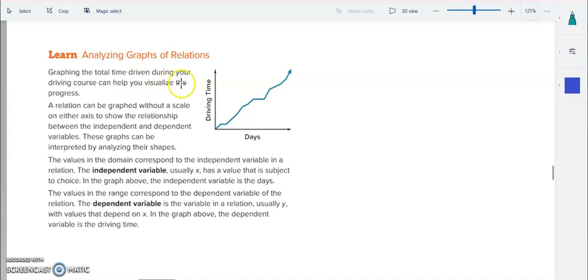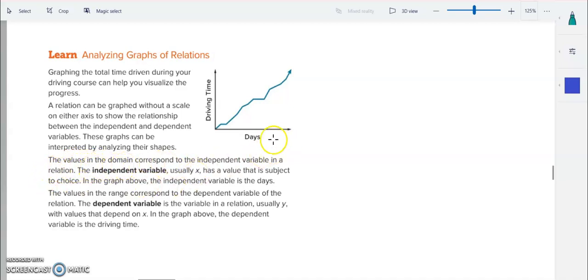Graphing the total time driven during your driving course can help you visualize the progress. A relation can be graphed without a scale on either axis to show the relationship between the independent and dependent variables. We're going to talk about this in a second, as you'll see. These graphs can be interpreted by analyzing their shapes.